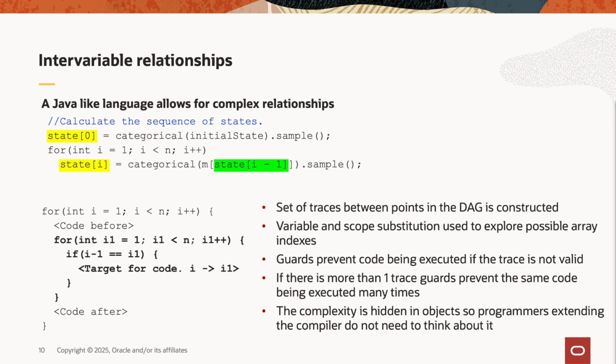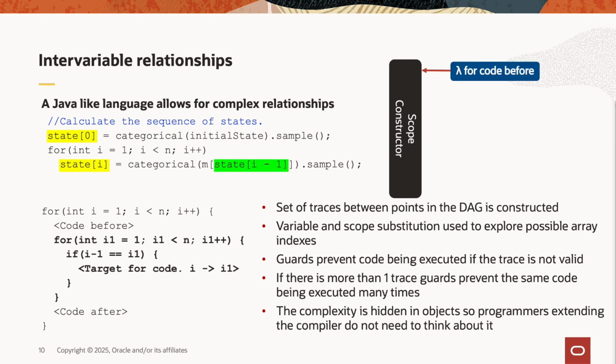So to overcome this, we abstract it away into objects called scope constructors. We start off with a scope constructor for the outermost for loop, and then we'd use a lambda to add in the code that we're going to execute before we were interested in this relationship. We can then pass to the scope constructor a set of traces from the location that it's currently modeling to an alternative location in the DAG. And using these traces, the scope constructor will construct another scope constructor representing this new location.